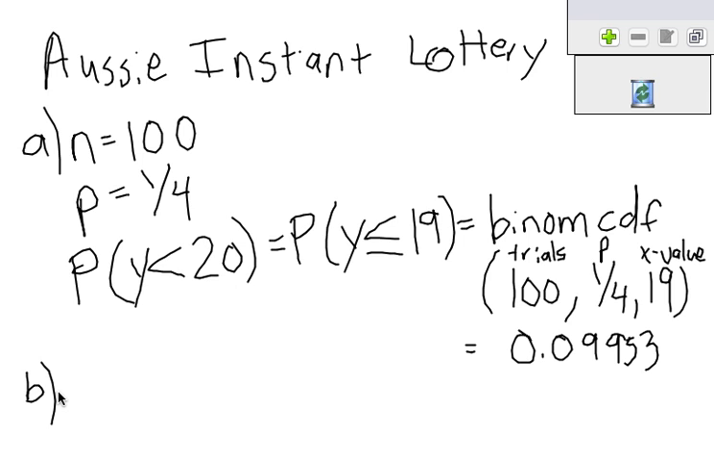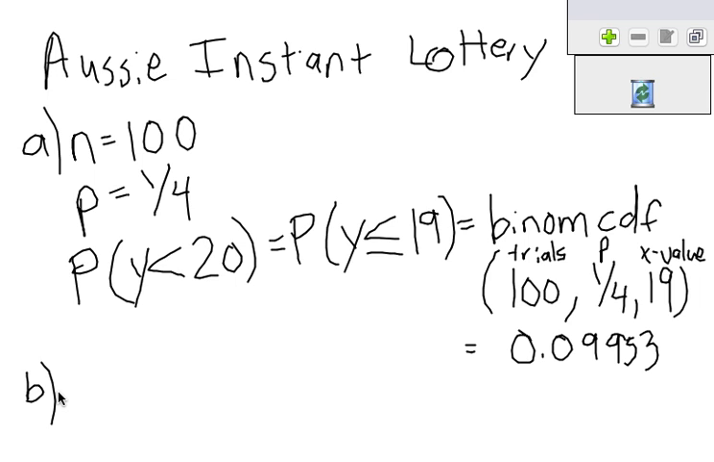All right, so part B, it says, in fact, Mr. Urban won a prize for only 19 of the tickets. Does this result give convincing evidence that the probability of winning is less than 1/4? So this is one where you're having to talk about, is it convincing that he won a certain amount of tickets?